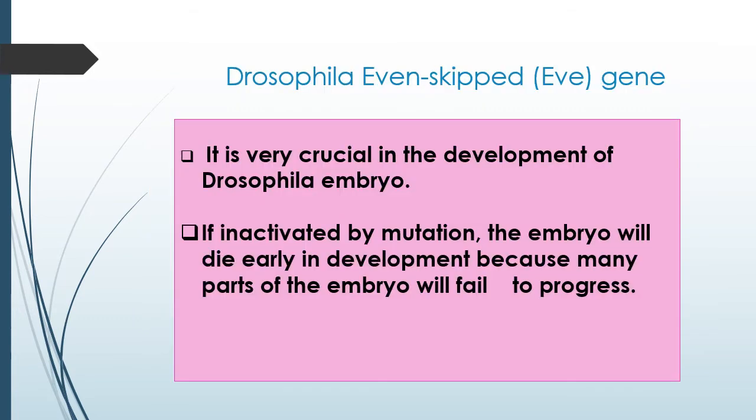Let's talk about the Drosophila even-skipped gene. This is a very crucial gene in the development of the Drosophila embryo. When this gene is inactivated by mutation, the embryo will die early in development because many parts of the embryo will fail to progress.